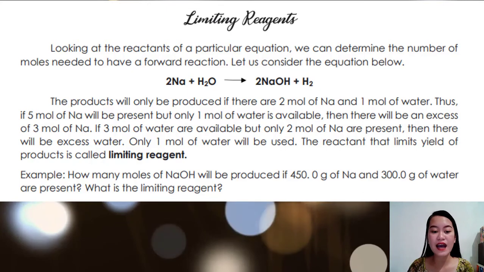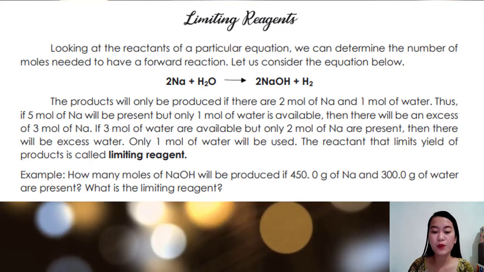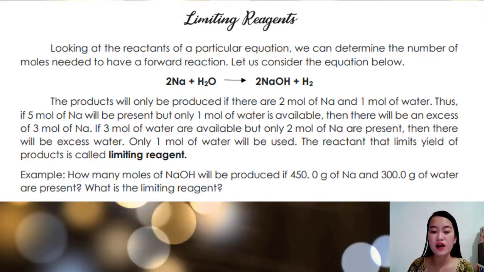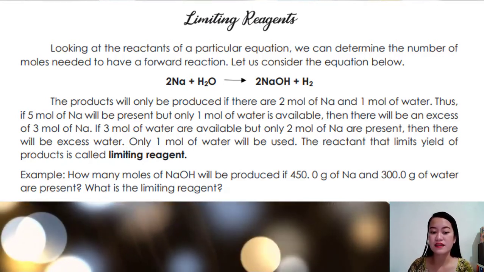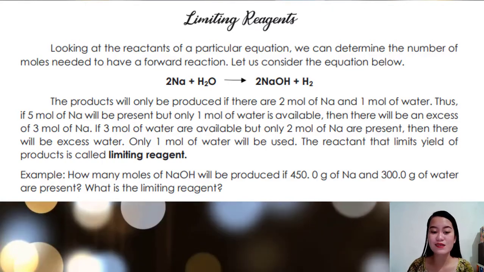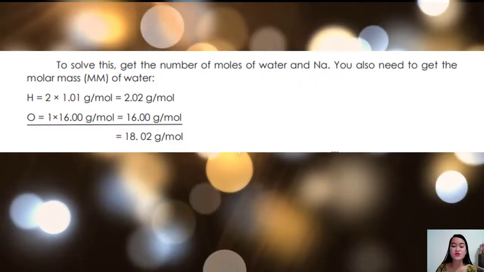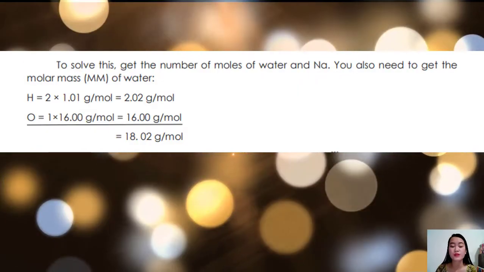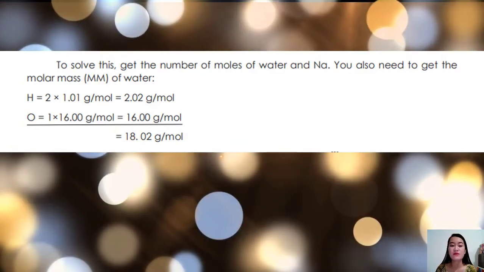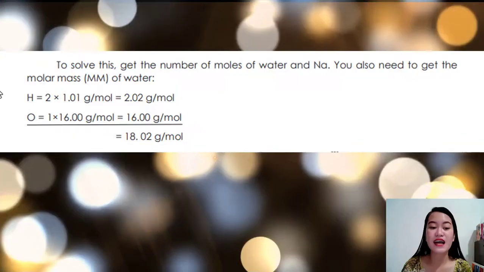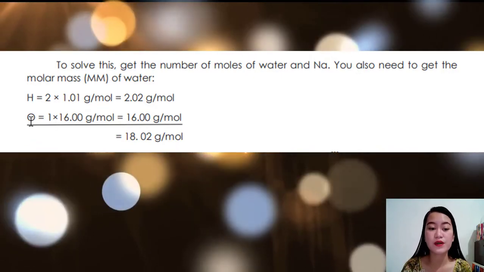So for example, we have: how many moles of NaOH will be produced if 450.0 grams of Na and 300.0 grams of water are present? The question, class, is what is the limiting reagent? Okay class, to solve this, get the number of moles of water and Na. You also need to get the molar mass, with the symbol MM. For water, we have the elements H and O, this is for hydrogen, this is for oxygen.